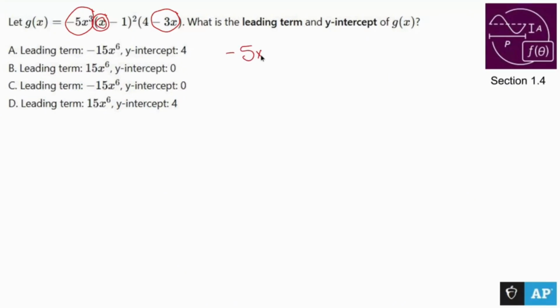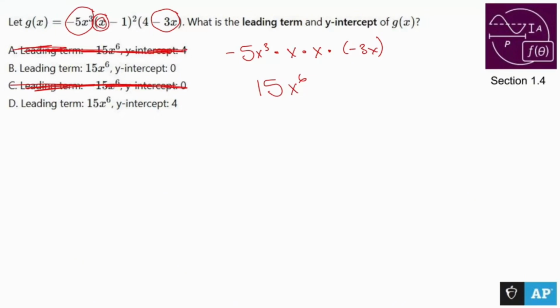Negative 5x to the third times x times x times negative 3x. So negative times a negative is a positive. 5 times 3 is 15. x to the third times x times x times x is going to be x to the sixth. That is going to be our leading term.